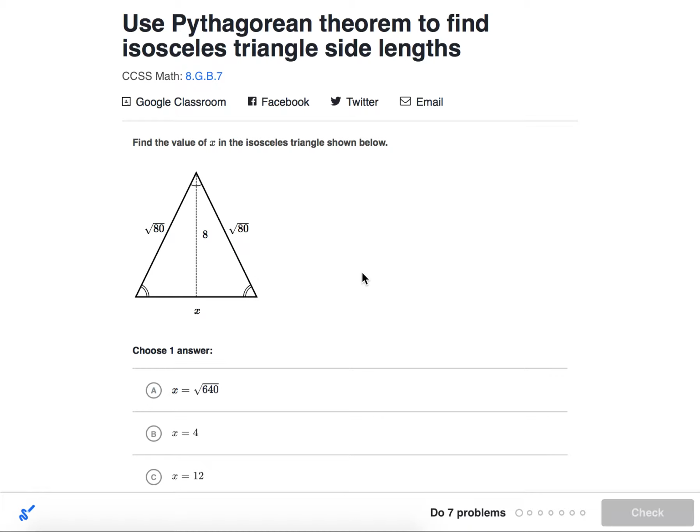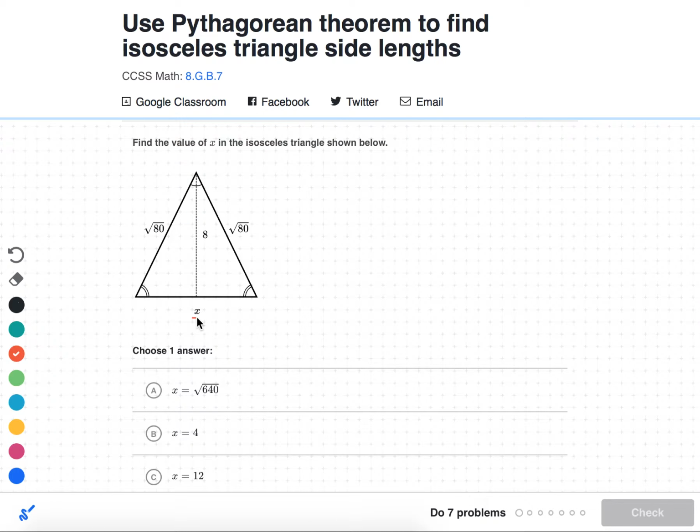Alright, right now we're going to look at one of the trickier concepts for 8th graders: use the Pythagorean theorem to find isosceles triangle side lengths. The key for this is using your scratch pad. Find the value of x in the isosceles triangle shown below.